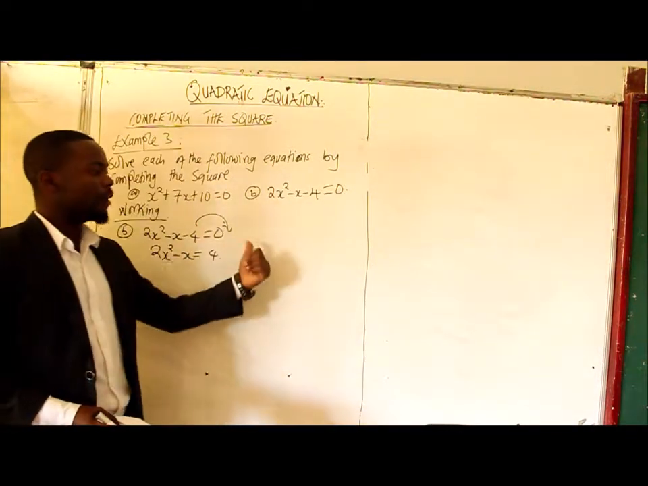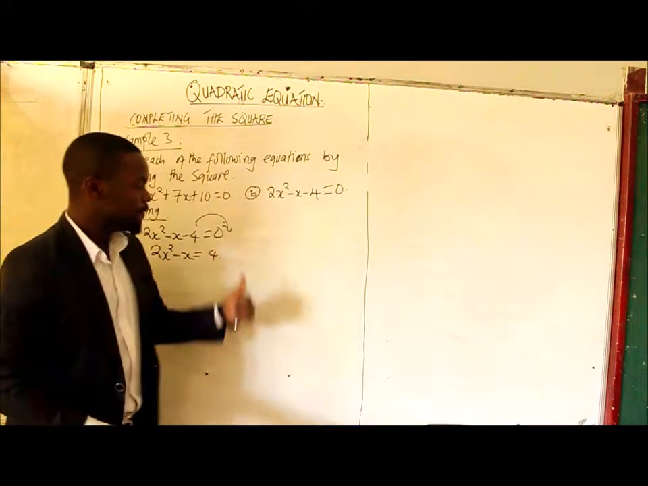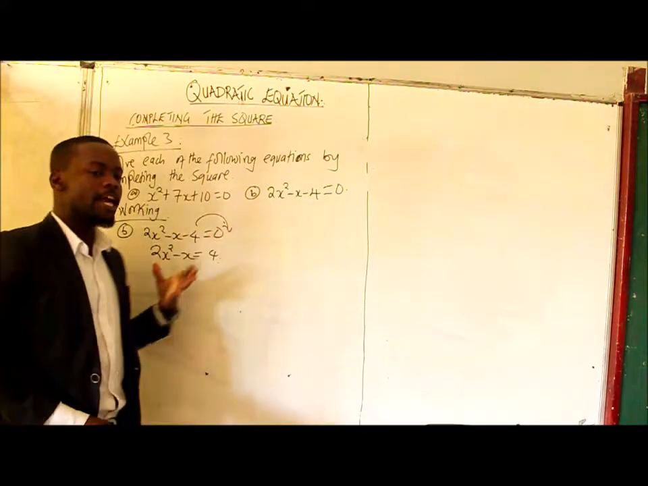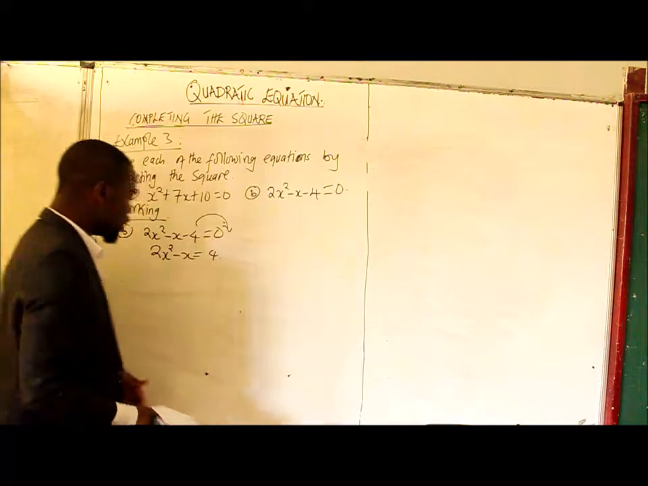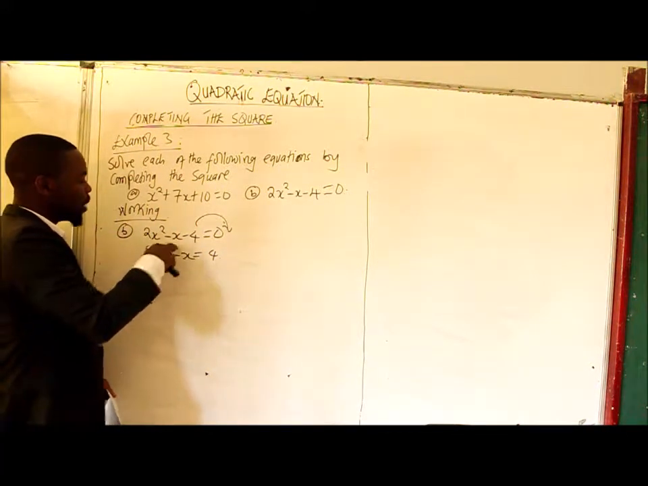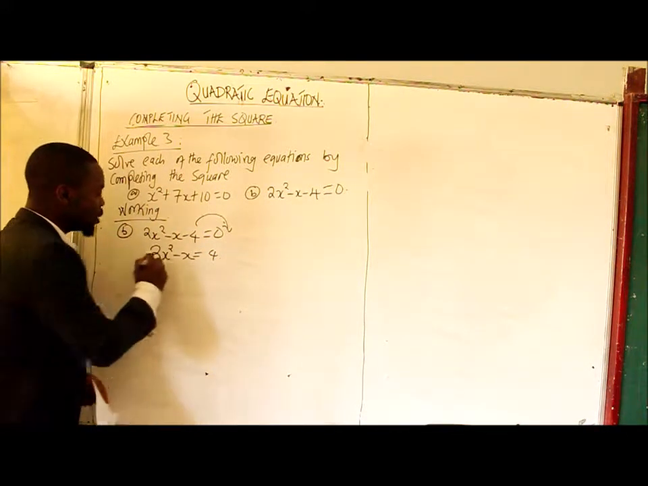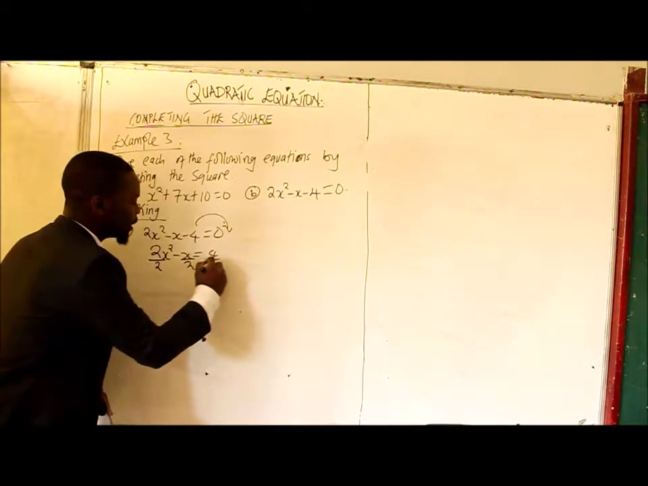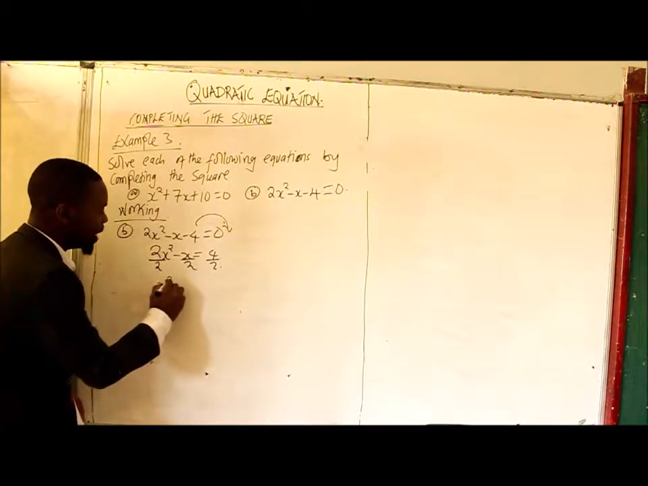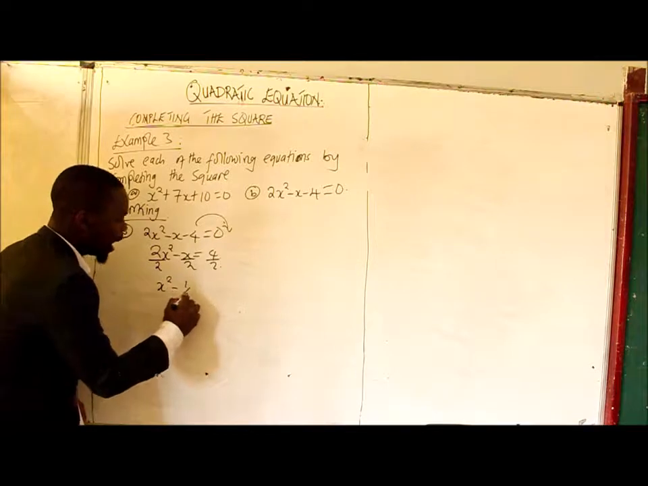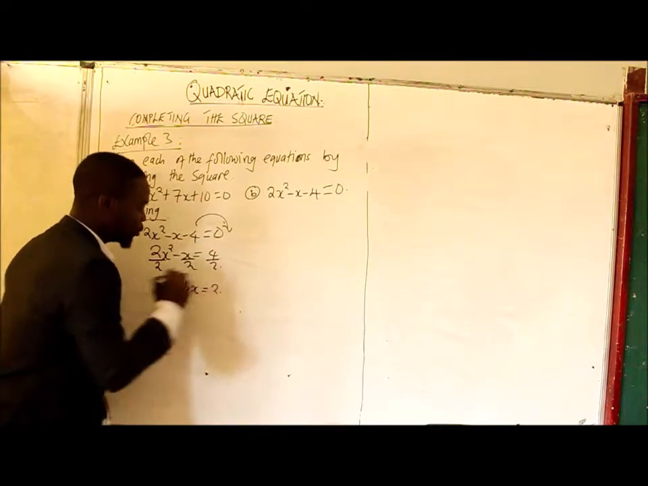So from here, check the coefficient of x squared. If the coefficient of x squared is not equal to 1, if a is not equal to 1, divide a throughout your equation by a. So here the coefficient of x squared is what? It's 2, meaning that we're going to divide 2 throughout our equation. We're going to have x squared minus a half of x is equal to 2.